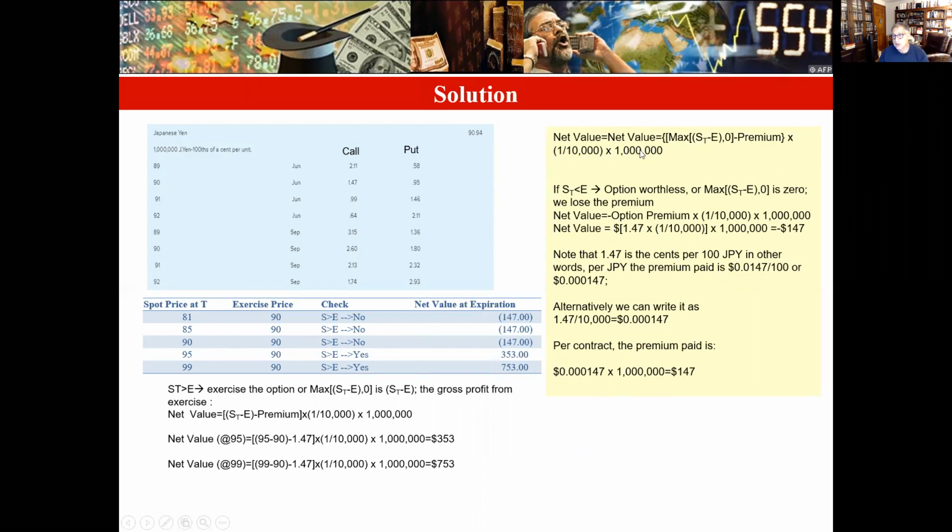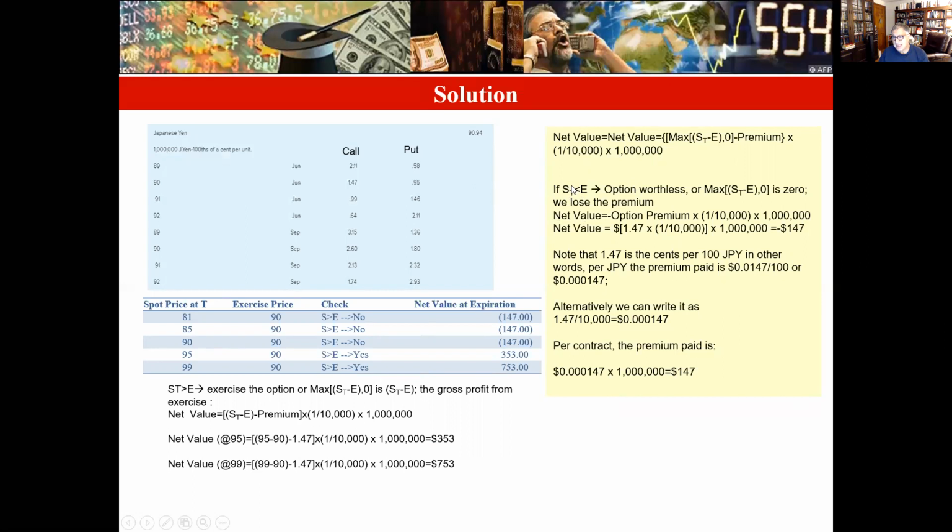So this is actually a feature of the Japanese yen contracts. In this particular case, each option contract has 1 million units of Japanese yen. So let's first look at the decision rule.